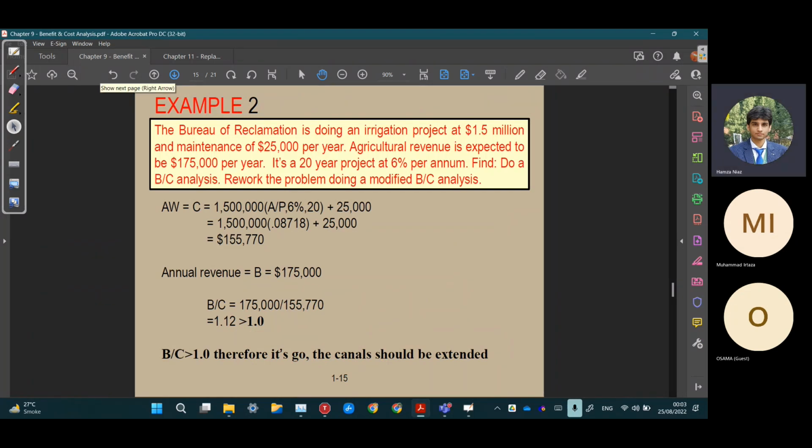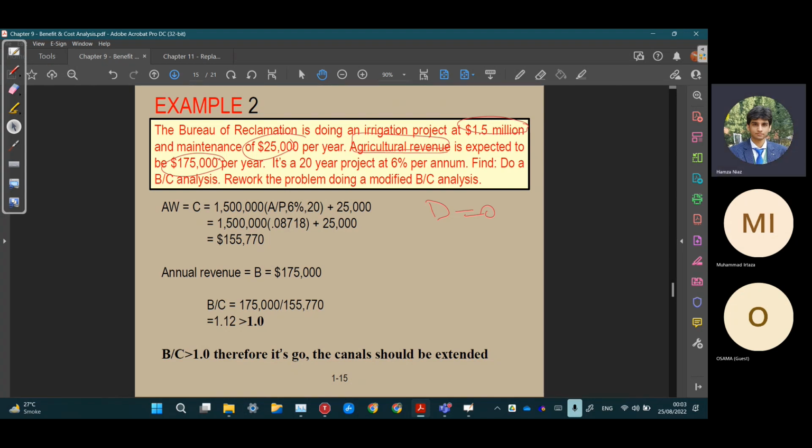So for example, in this second example, also look at this one. So they are saying that first cost is 1.5 million, maintenance cost is 25,000. Revenue expected. This is our benefit. That's how much revenue we are going to generate from this project. That is 175,000. And there is no disbenefit. So our D is 0. They have not written any disbenefit, so our D is 0.